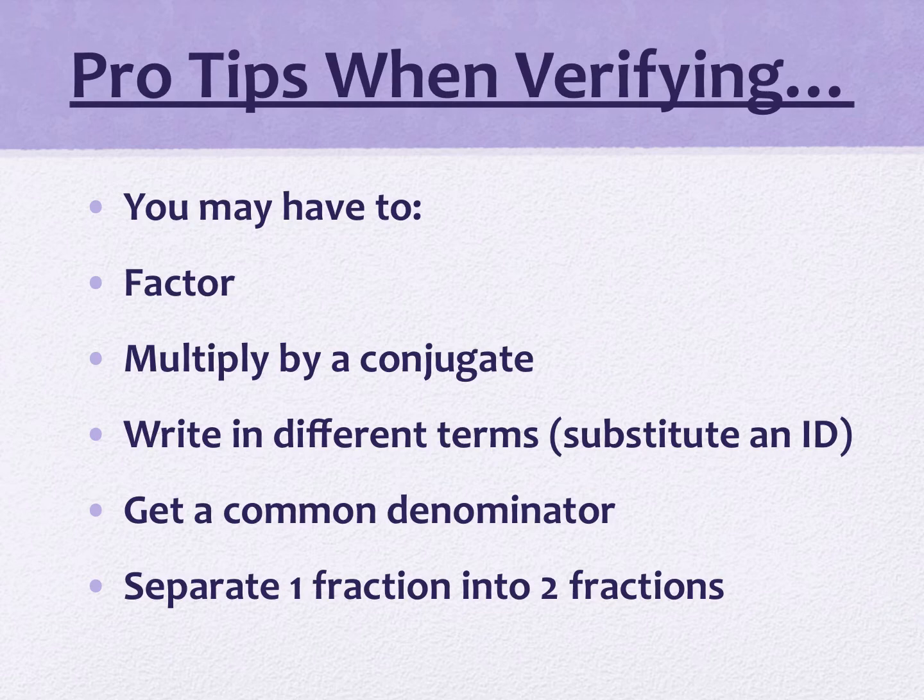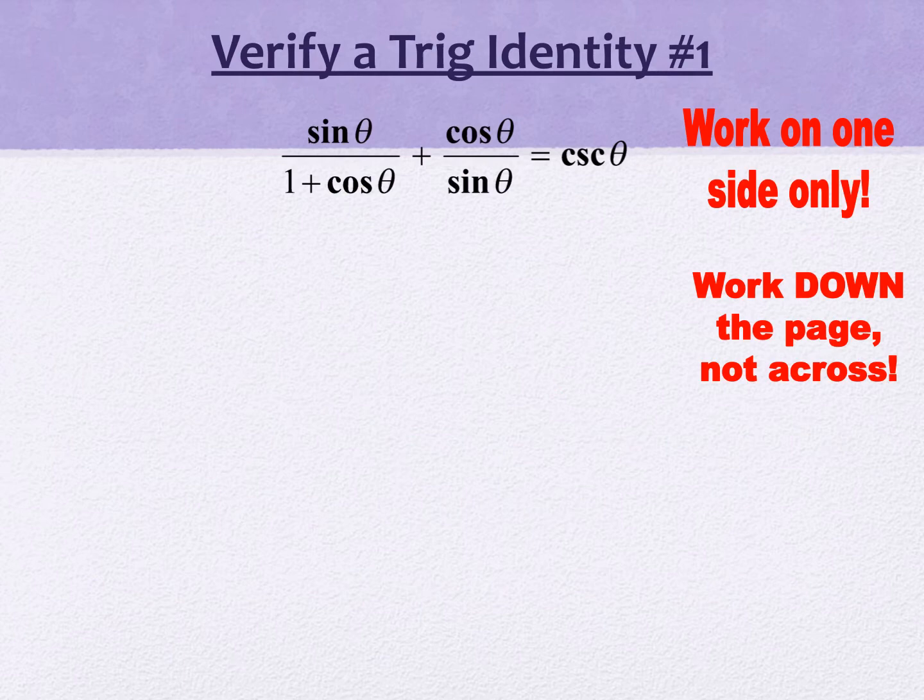So some of the algebra that you might need to do when you're verifying is you may have to factor. You may have to multiply by the conjugate, and if it's a fraction, you can multiply by the conjugate of the numerator or denominator. You might have to write it in different terms, substitute in an identity, get a common denominator, or separate one fraction into two fractions. We'll look at an example of that because this one is not that common of a thing that kids would remember to do. So let's start with this one.